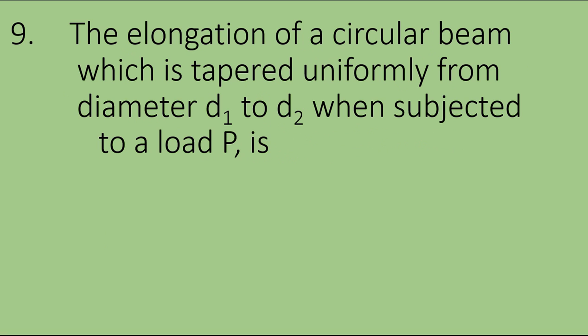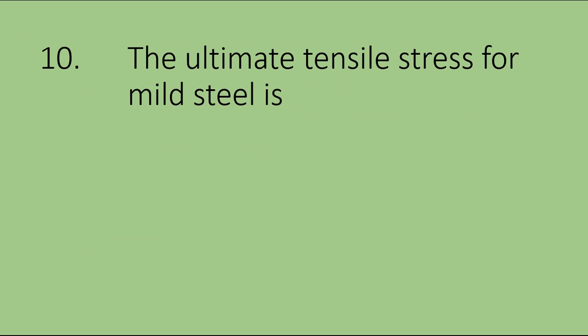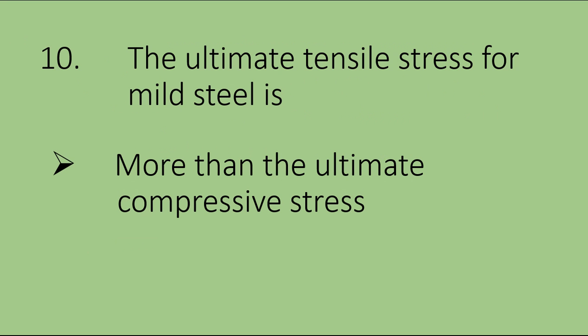9. The elongation of a circular beam which is tapered uniformly from diameter D1 to D2 when subjected to a load P, is. Answer: 4PL by pi E D1 D2. 10. The ultimate tensile stress for mild steel is. Answer: more than the ultimate compressive stress.